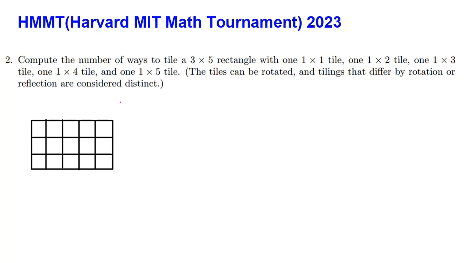When you want to solve casework problems, you should consider the most restricted part. Now, can you tell me from these tiles which tile is the most restricted? 1 by 5.